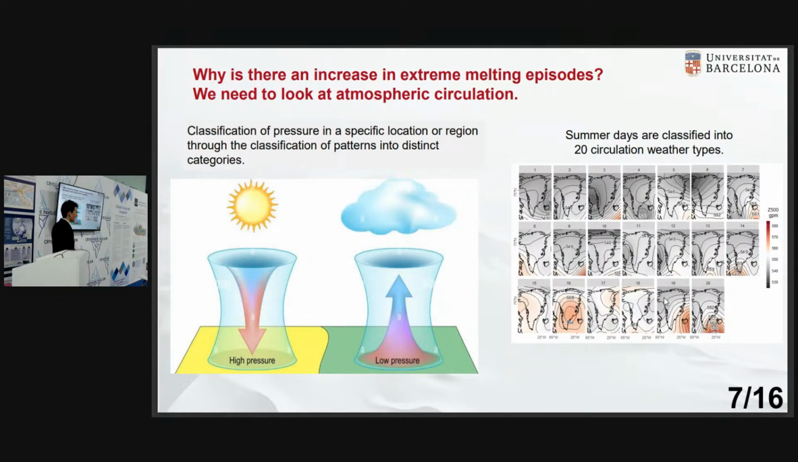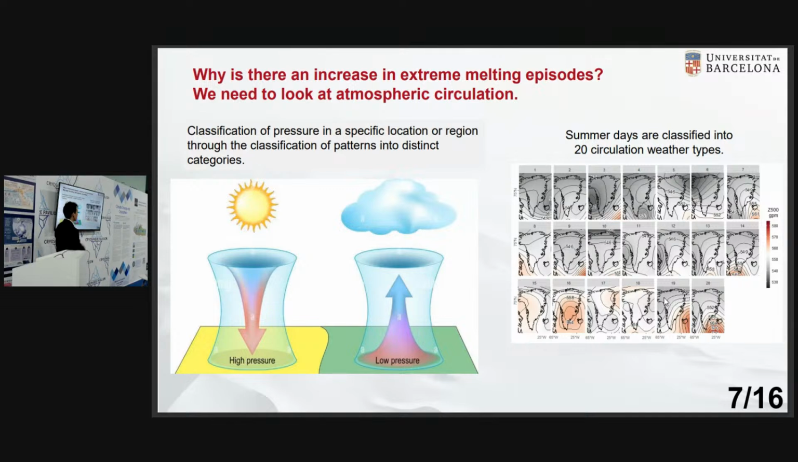If we want to know why there's an increase of extreme melting events, we need to do a synoptic classification. Synoptic classification is a classification of circulation weather types during summer. We can classify them into anticyclonic or cyclonic weather types. Anticyclonic weather types are related to high pressure systems, and cyclonic weather types to low pressure systems. Normally, low pressure systems are related to precipitation, and anticyclonic weather events are related to melting.